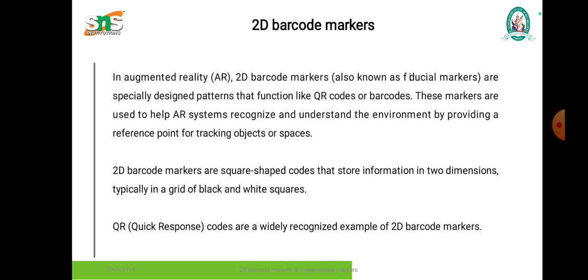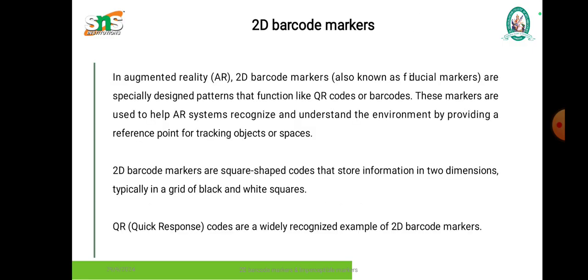These 2D barcode markers are square shaped codes. The codes store the information in 2 dimensions, typically in a grid of black and white squares. QR stands for quick response codes. These codes are widely recognized and are an example of 2D barcode markers.